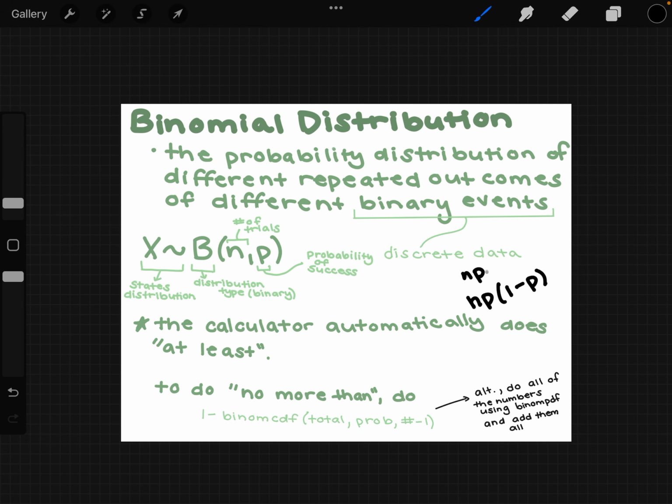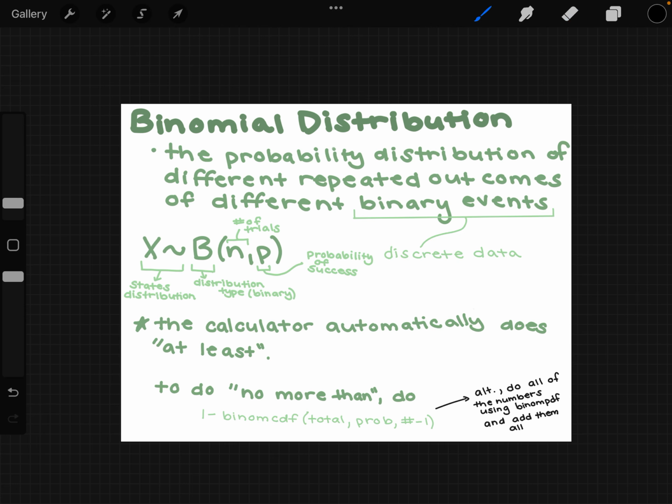The only thing that's really important to keep in mind with this is that variance is going to be the standard deviation squared. So if you need to find the standard deviation, don't forget to take the square root of the variance. All right, moving on.